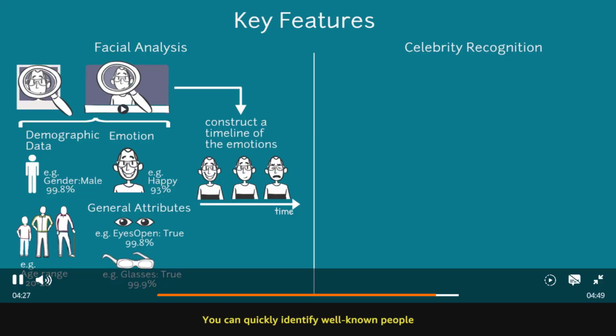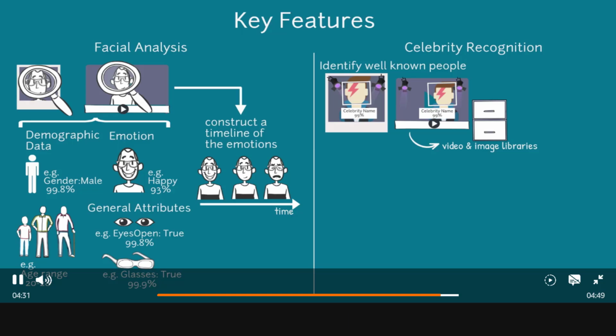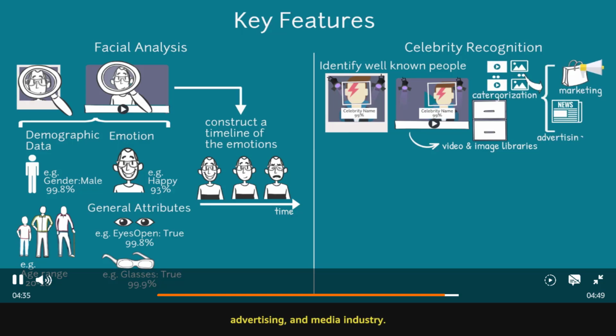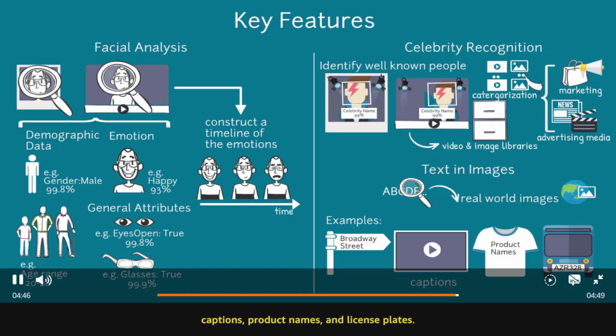Celebrity recognition. You can quickly identify well-known people in your video and image libraries. Use cases include footage and photos categorization for marketing, advertising, and media industry. Text and images. Rekognition can detect and recognize text from real-world images such as street names, captions, product names, and license plates.